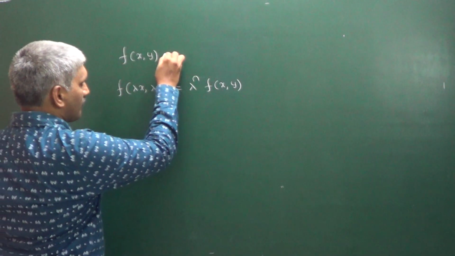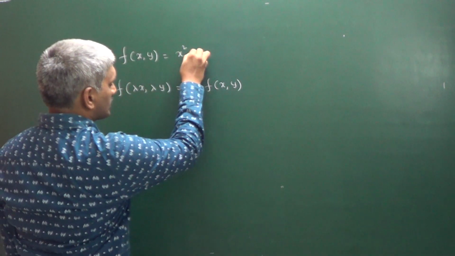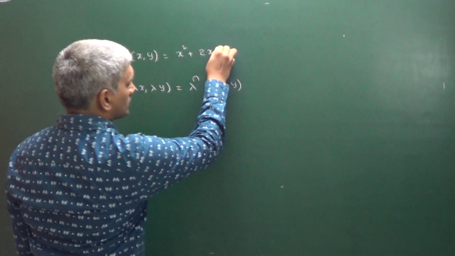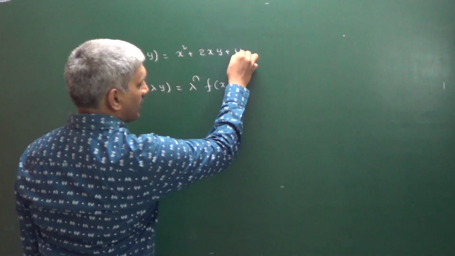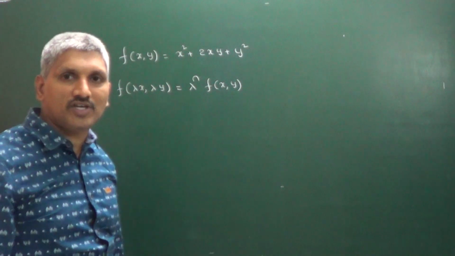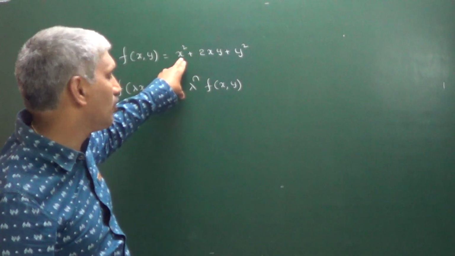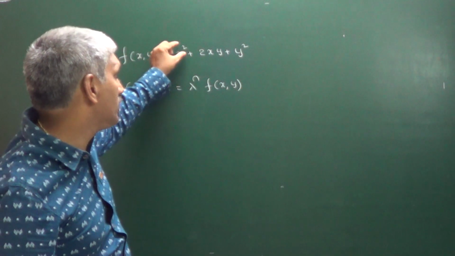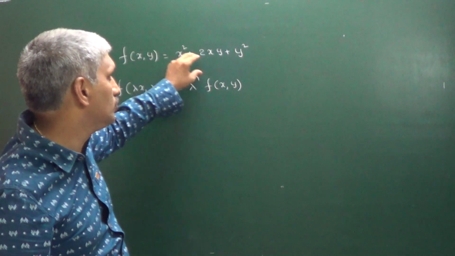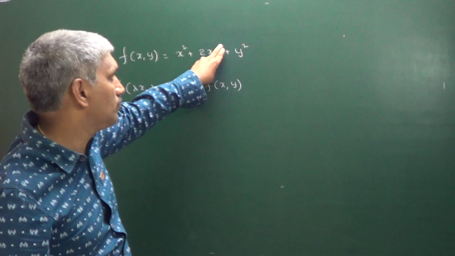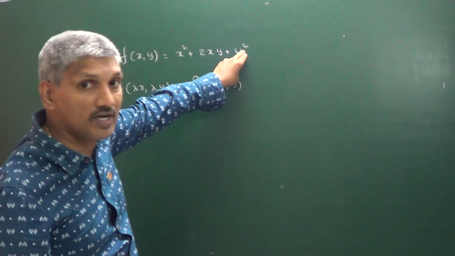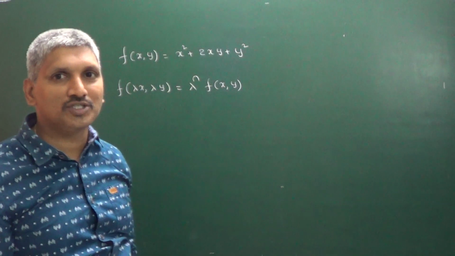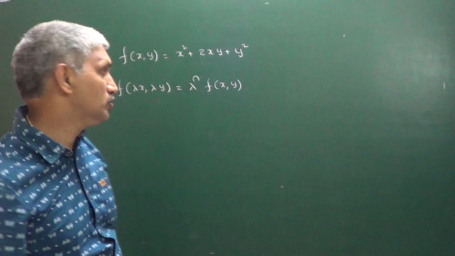Suppose you see here f(x) = x² + 2xy + y². Just by observing the equation itself we can say it is a homogeneous function of degree 2. Power is 2. Here the power is 1 plus 1, that is 2. Here also the power is 2. It is a homogeneous function of degree 2.